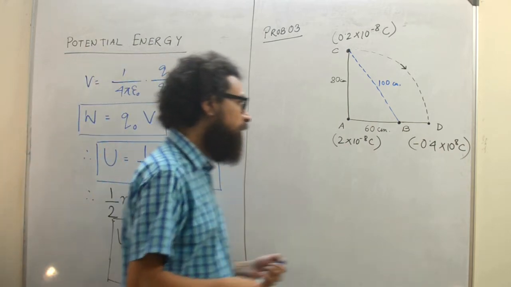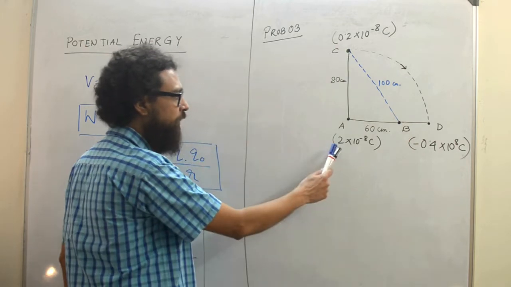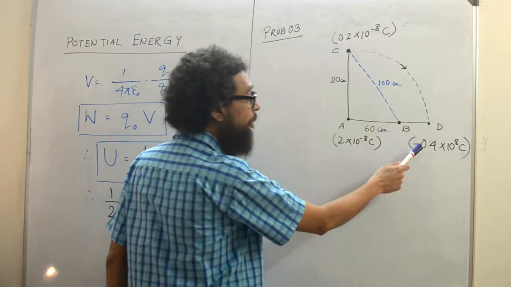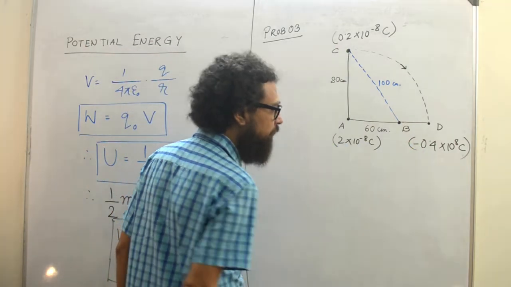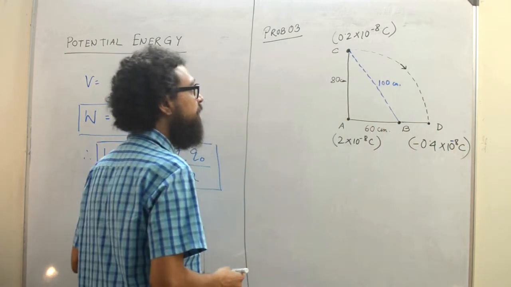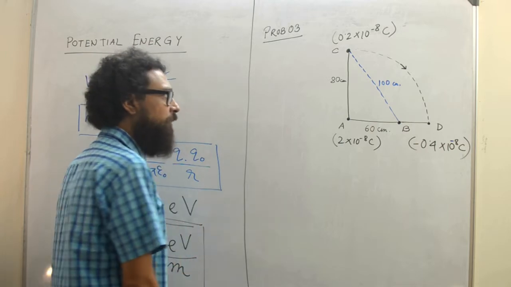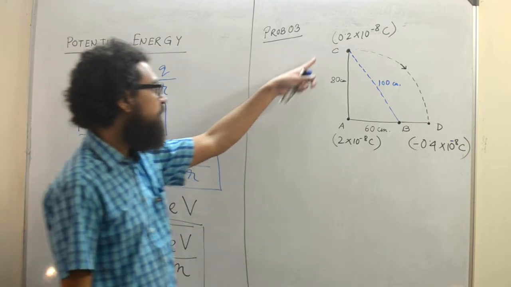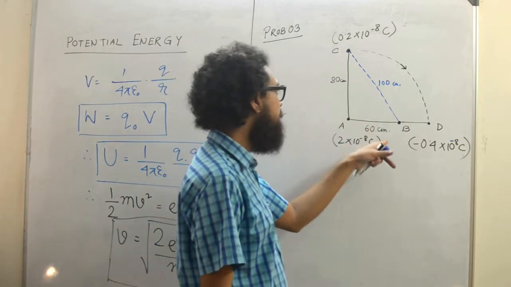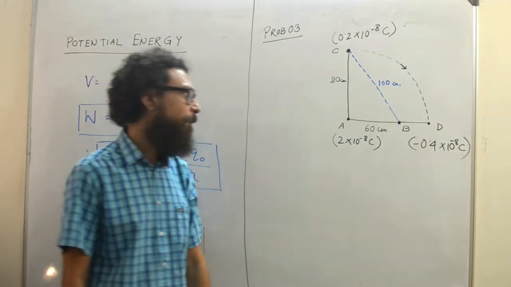Now the problem here is they have given us three charges at points A, B and C. The charges are 2 into 10 to the power minus 8 coulomb, minus 0.4 into 10 to the power minus 8 coulomb, I'm sorry, I just forgot the negative sign here, and 0.2 into 10 to the power minus 8 coulomb at point C. The distances between C and A is 80, A and B is 60, so obviously this is the hypotenuse, which is 100 centimeter or 1 meter.